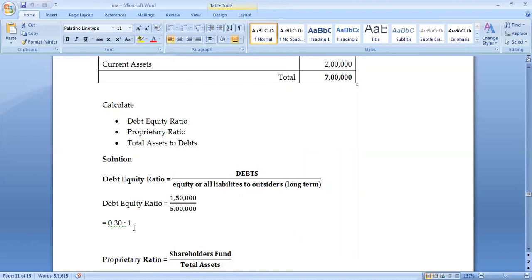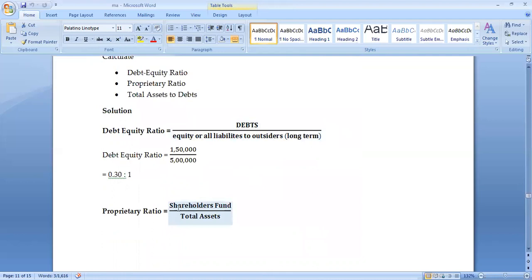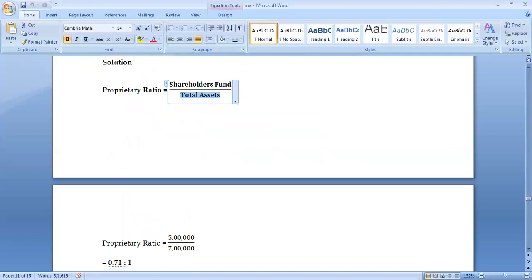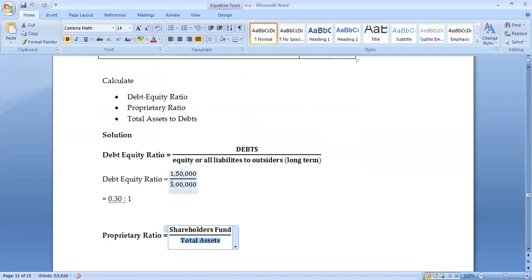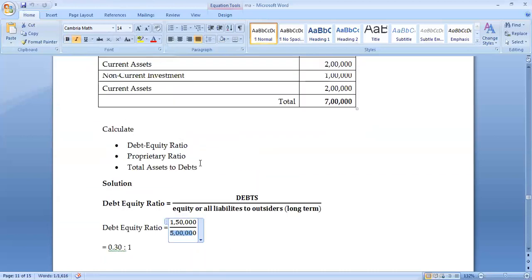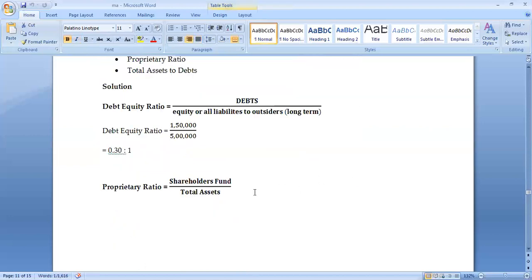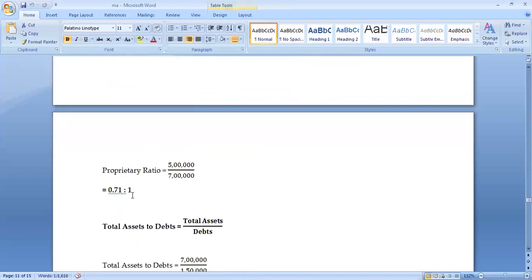So the debt equity ratio goes on this way. And now the proprietary ratio. Proprietary ratio, I told you, considers all the shareholders fund along with the total assets. So which are the shareholders fund? When you find out the debt equity ratio, you can easily find out the proprietary ratio. See here, there is an equity or liability of 5 lakhs, which moves on to the shareholders fund, 5 lakhs. And total assets is already given here. So total assets, 7 lakh. So consider 7 lakh. So proprietary ratio is 0.71:1.